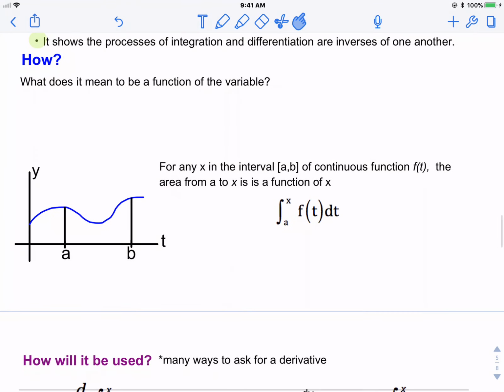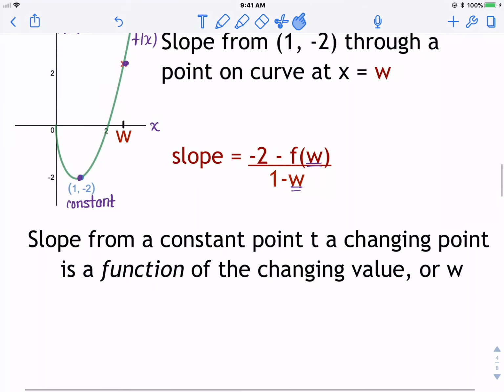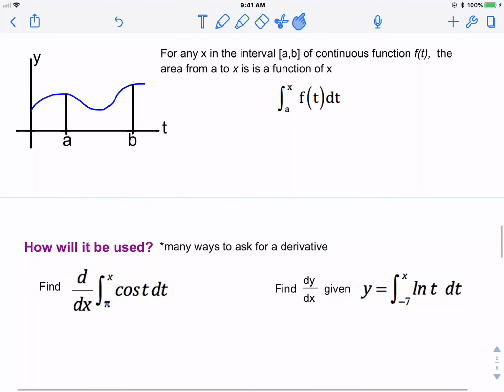So what does it mean to be a function of the variable? That means that that's what it's going to be dependent upon. So in the notation that they show you at the beginning, the integrand at first is dependent on t. But by the time you integrate it with an x variable and then take the derivative in terms of x, we're going to now be outputting a function in terms of x. Just as once I moved that point on my curve, my slope curve before, and then started calculating with that, suddenly my function stopped being in terms of x's and y's and started being in terms of w's. So let's try this out.